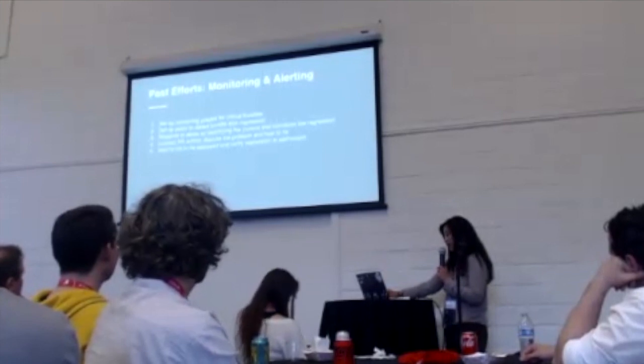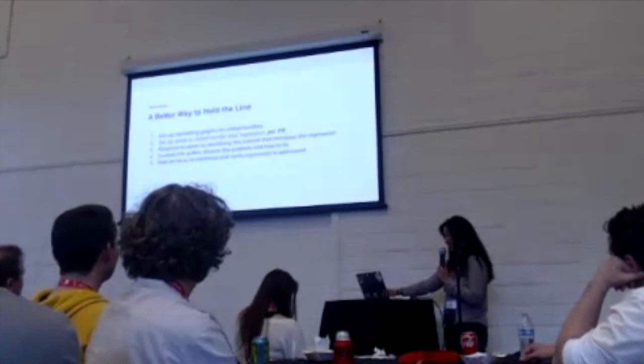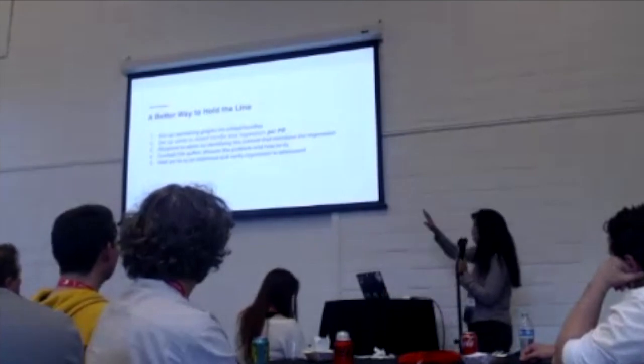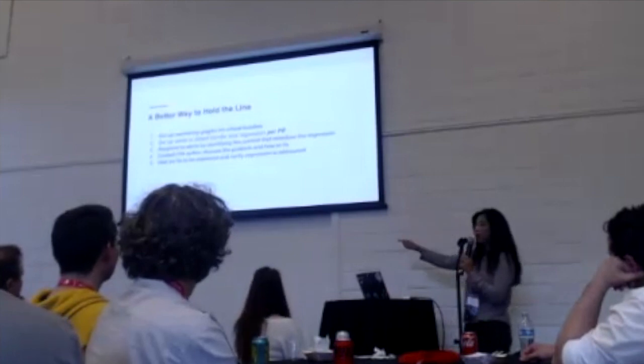So what could we do better? I think the PowerPoint version of this requires a lot of clicks for some reason. But we wanted to scratch out a lot of that stuff and just have alerts detecting bundle size regressions per PR.